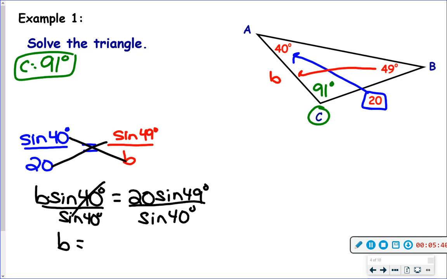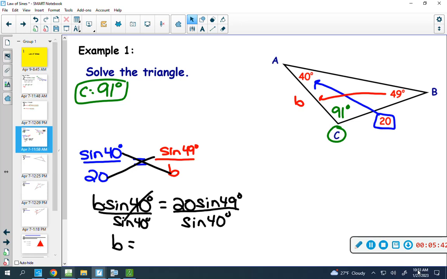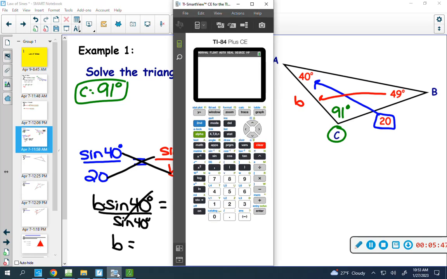Let me pull up my calculator. So I'm going to do the top one first. I'm going to type in 20 sine 49. Make sure your mode's in degrees. I am. Okay, good. 20 sine 49.